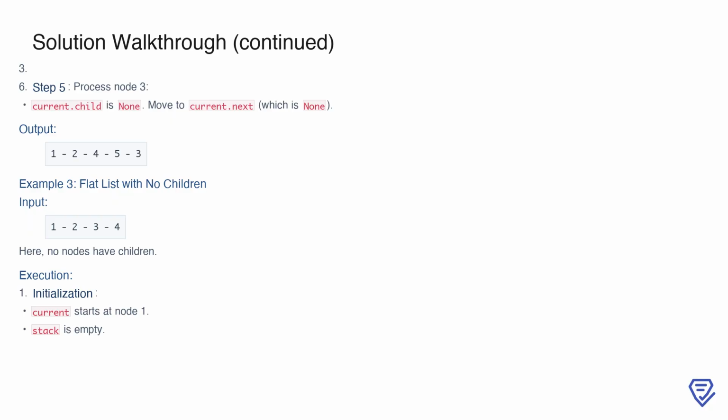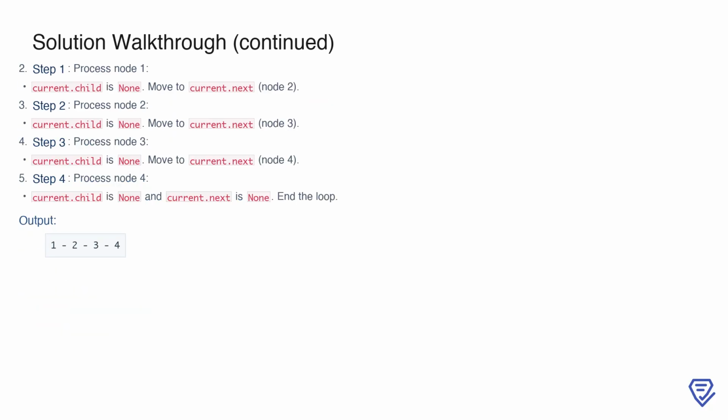Now let's consider an example where the list is already flat, with no child pointers at all. In this example, the input list is completely flat, with no children. The algorithm begins by initializing current at node 1 and an empty stack. At node 1, we observe that current.child is none, so we simply move to current.next, which is node 2.